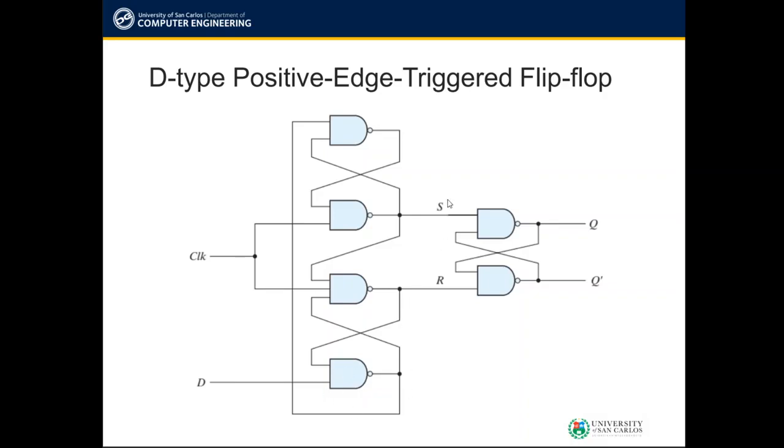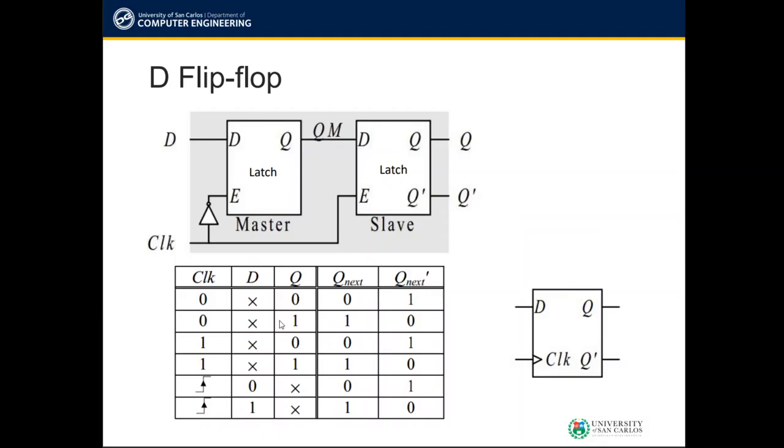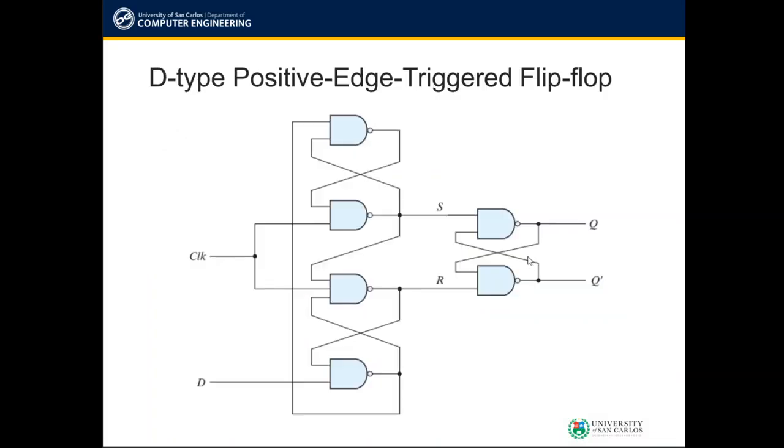You can simulate this one to refer to this characteristic table. So basically, either this version or that version, it would be the same.